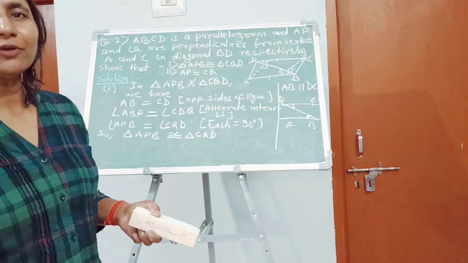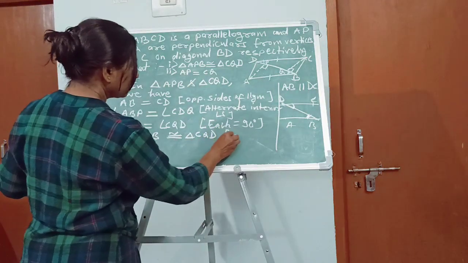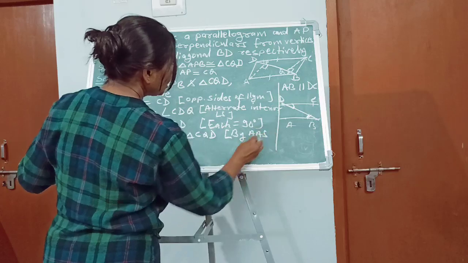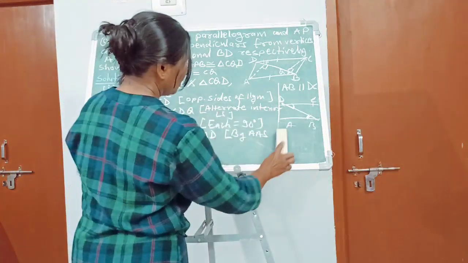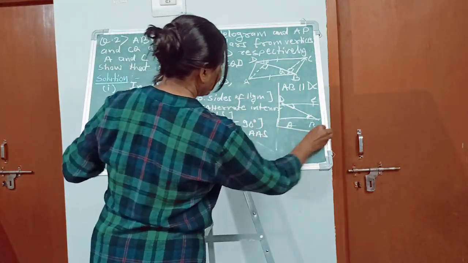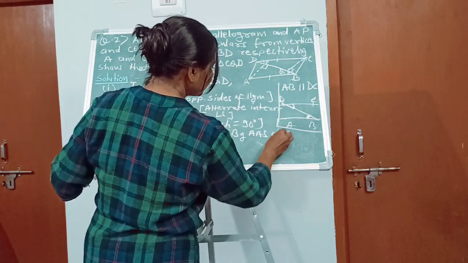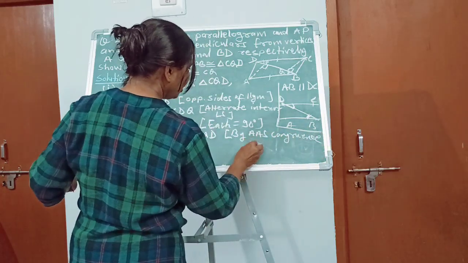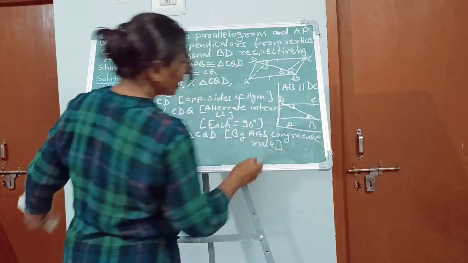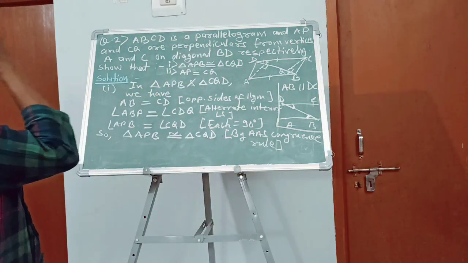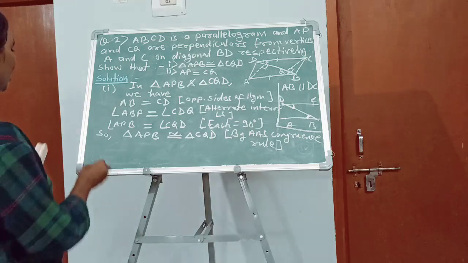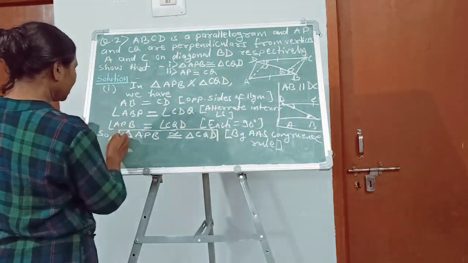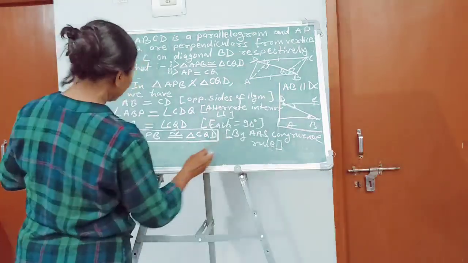By which criteria of congruency? By AAS congruency rule, you can write, no problem. Criteria you can write also. And this is to be proved. This is the first one. Hence proved.